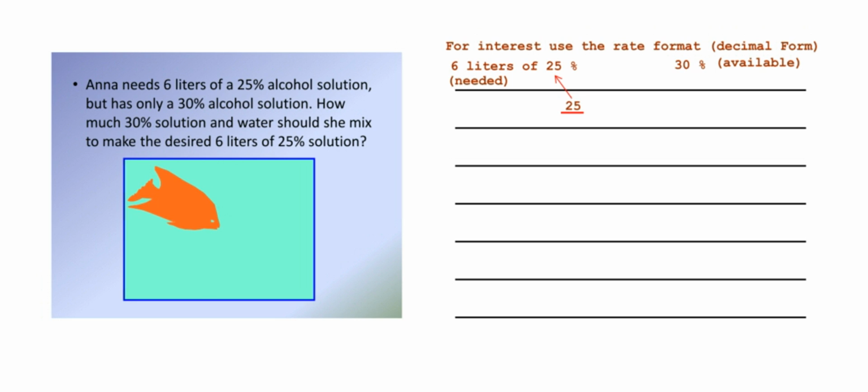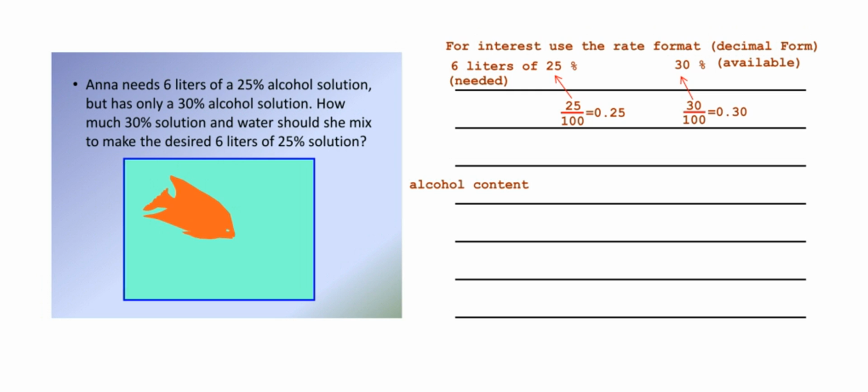Okay, so let's realize that we want to convert to decimal form for the percentages. So 25 divided by 100 gives us 0.25. And likewise, 30 divided by 100 gives us 0.3. So 0.25 and 0.3 are the rates that we want, decimal forms.